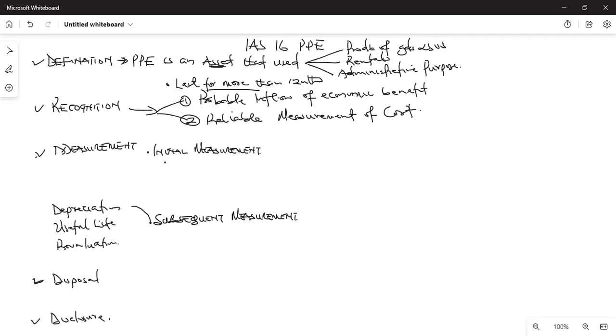Now, the initial measurement. All right. The initial measurement is at cost. Initial measurement of PPE is at cost. And when we say cost, cost has 3 components. One is the purchase price minus discount, and refundable taxes.